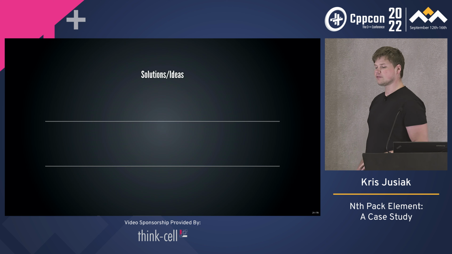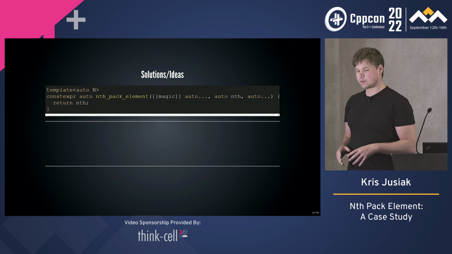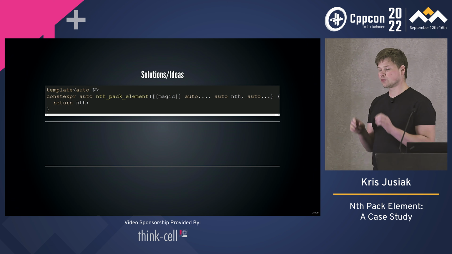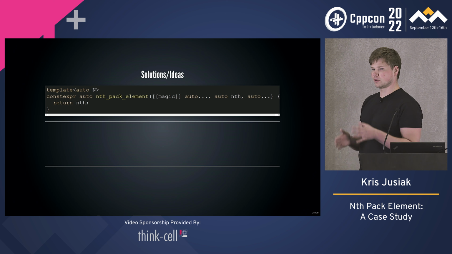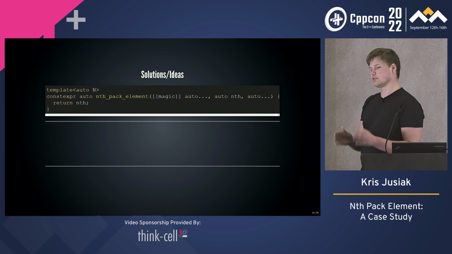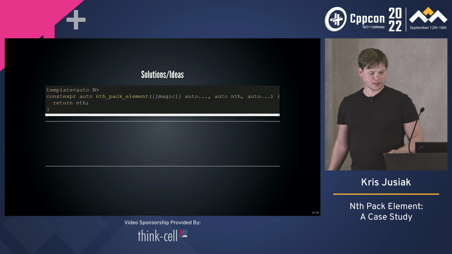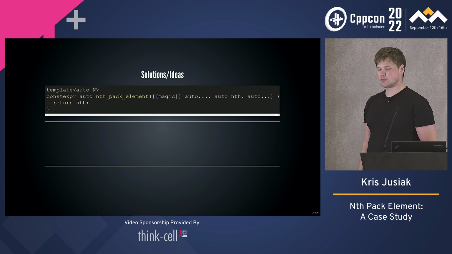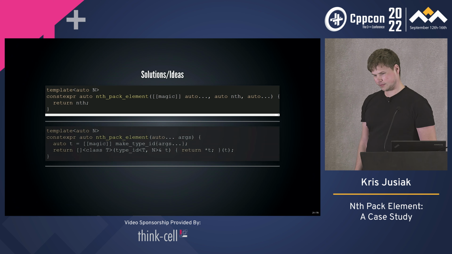About the solution. So there are three main solutions, ideas, which I'm here going to explore. First one is that we do this magic as an overload. So we have this auto dot dot dot, which will have n minus 1 elements before the nth. Then there is the nth, we return the nth, and then this auto dot dot dot, which we just ignore. So that's a very common solution, one of the best, in my opinion, to follow.